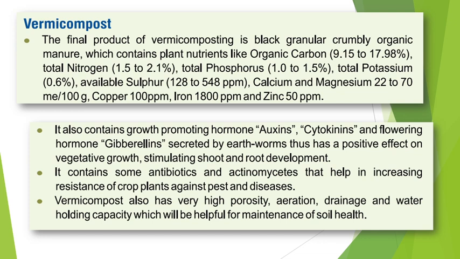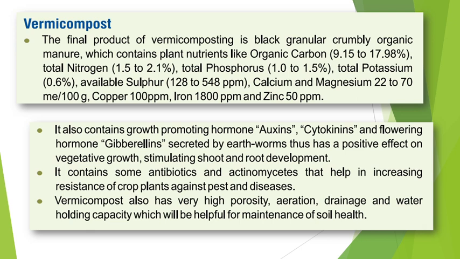Talking about vermicompost. Vermicompost is the final product of vermicomposting. It is a black granular crumbly organic manure. So what is vermicompost? By the process of vermiculture, you can get an economical sustainable product called vermicompost. Compost we can also call organic manure. It is rich in plant nutrients like organic carbon, which is 9.50 to 70.98%, the nitrogen content, phosphorus content, potassium content, and available sulfur, calcium, magnesium, and copper, iron, zinc content. So these are all the plant nutrients available in vermicompost.